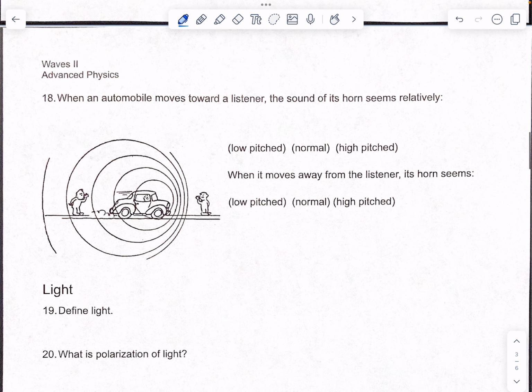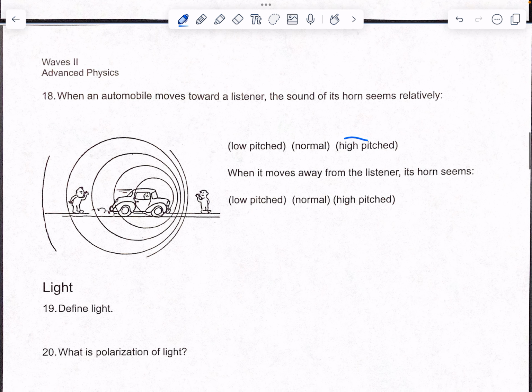Here on number 18, this is actually an example of Doppler shift, or Doppler effect. When an automobile moves towards a listener, the sound of its horn seems relatively high-pitched. That frequency is really high right here, and that's responsible for pitch. Then when it moves away from you, you can see that the frequency of the waves is a lot lower, so that's going to make a lower pitch.